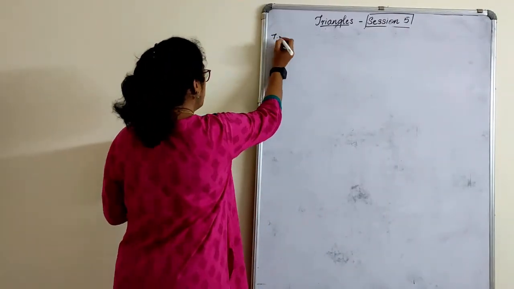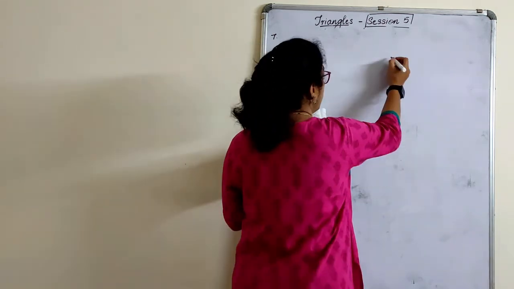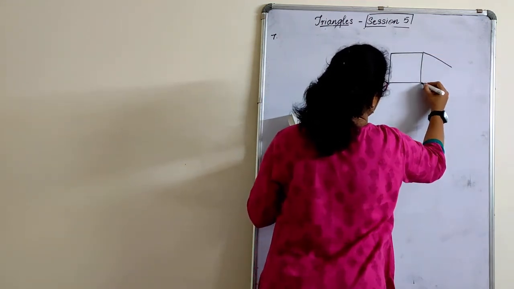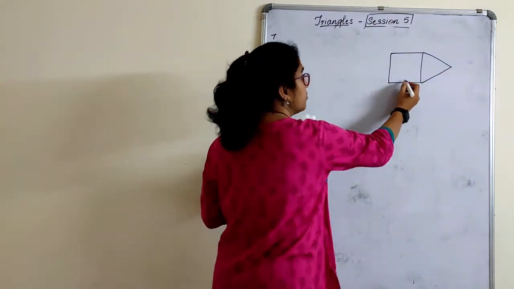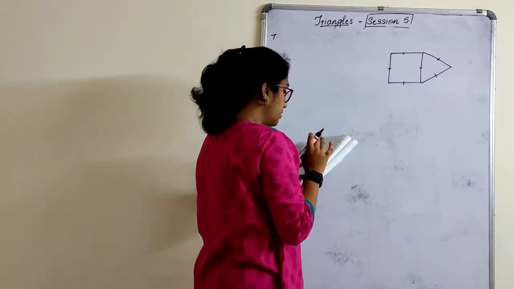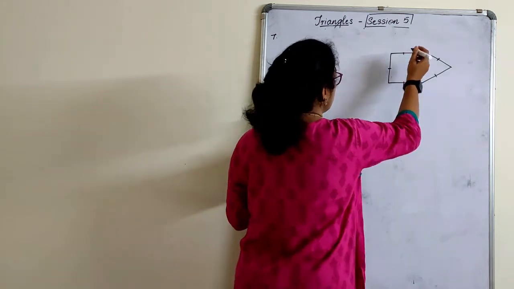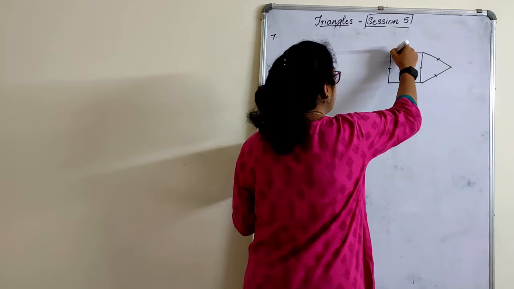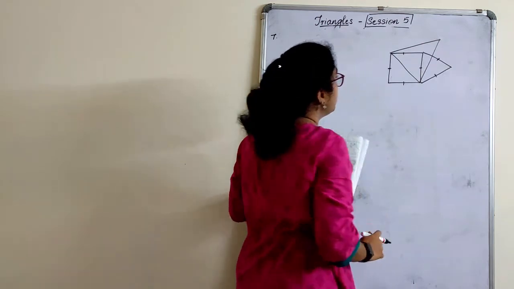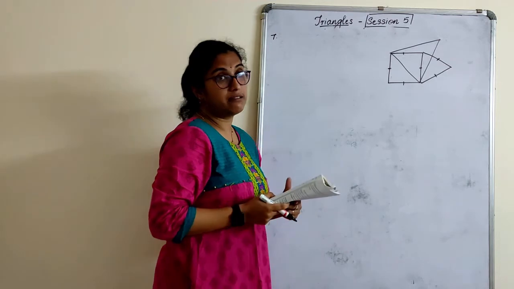We'll start with the 7th one. Prove that the area of an equilateral triangle described on one side of a square. So if I consider that this is a square and this is an equilateral triangle described on one side of a square, then all the sides are equal. It is equal to half the area of the equilateral triangle described on one of its diagonals. That means if I have a diagonal, I can describe one more equilateral triangle on it, and the smaller equilateral triangle's area is half of the bigger equilateral triangle's area.